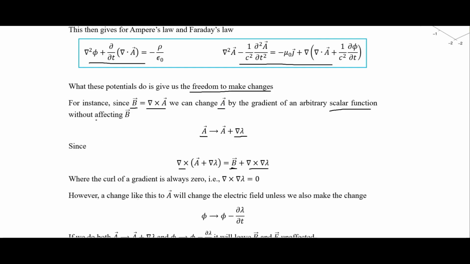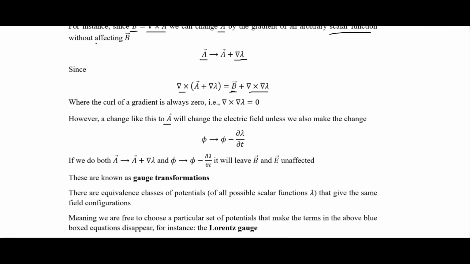But if we make this change to the vector potential, this will also change the electric field, unless we also make the following change, which is adding this time derivative of that function, or I guess subtracting it from this scalar potential here. So if we do both of these, it will leave the magnetic and electric fields unaffected. And so these are known as gauge transformations.